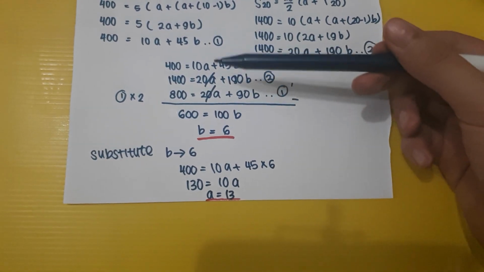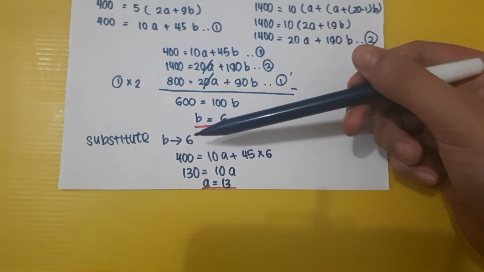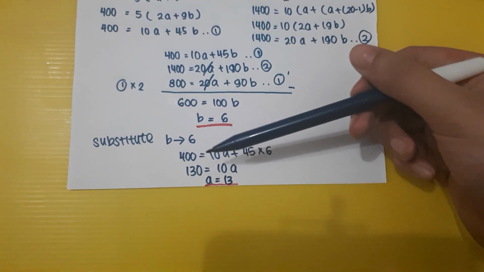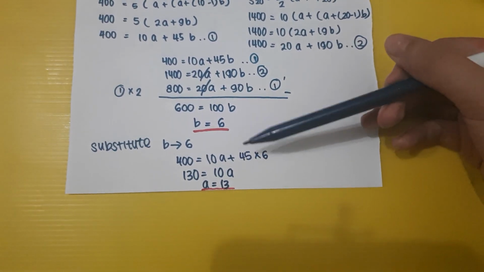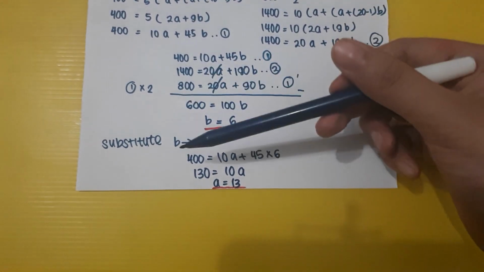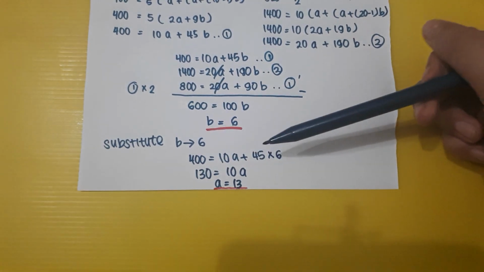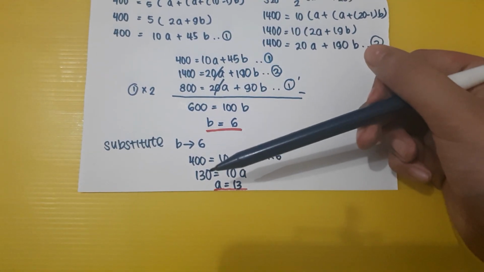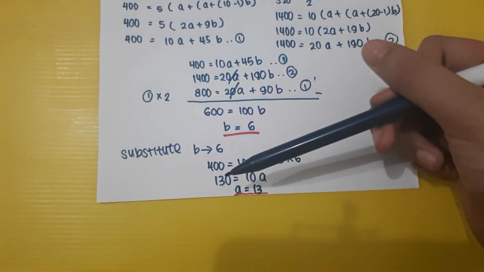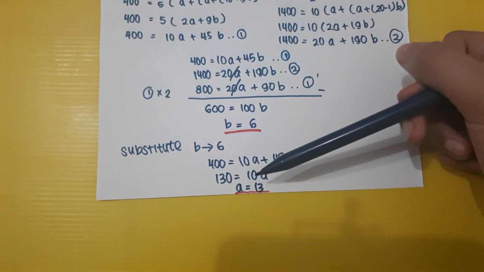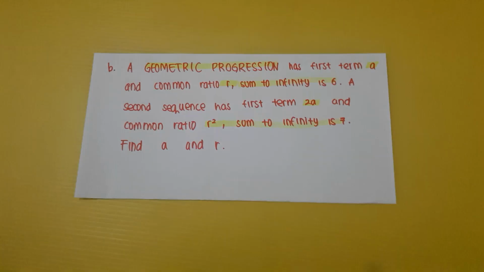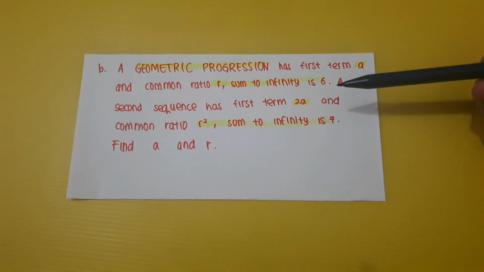Next, to get the first term, we can substitute b equals 6 into the first equation. So 400 will be equal to 10a plus 45 times 6. Move 45 times 6 to the left-hand side, so 400 minus 45 times 6 will be equal to 130, which equals 10a. A is found by dividing 130 by 10, so the first term will be 13 and the common difference will be 6.